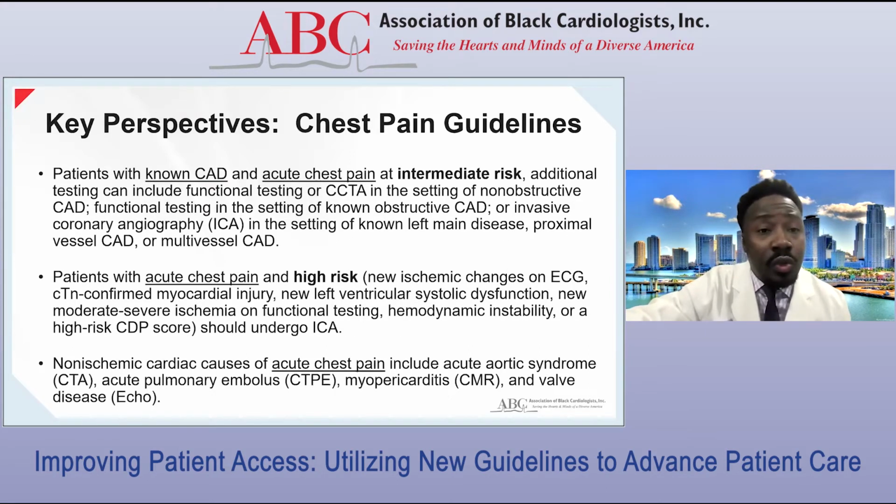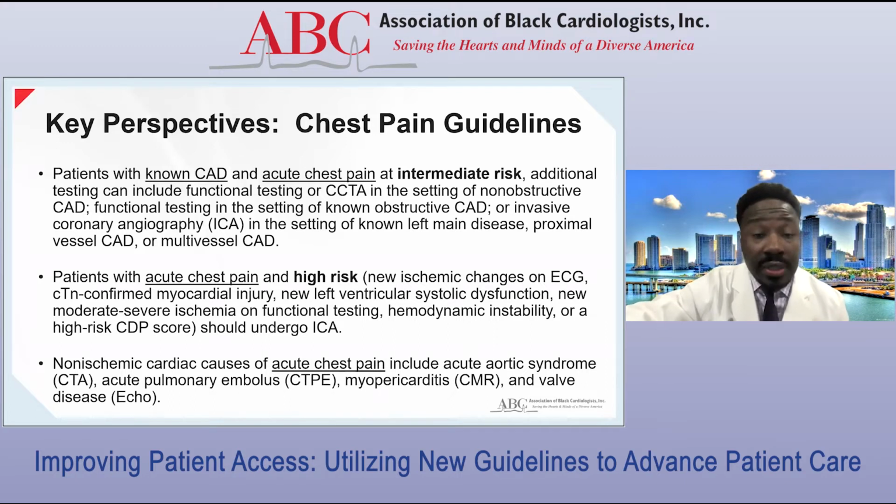In addition, for patients with known CAD and acute chest pain who are deemed to be at intermediate risk, additional testing can include functional testing or a coronary CTA in the setting of non-obstructive CAD. Functional testing can be utilized in the setting of known obstructive CAD, or invasive coronary angiography in the setting of known left main disease, proximal vessel CAD, or multi-vessel CAD. Patients with acute chest pain who are deemed to be at high risk should undergo invasive coronary angiography.